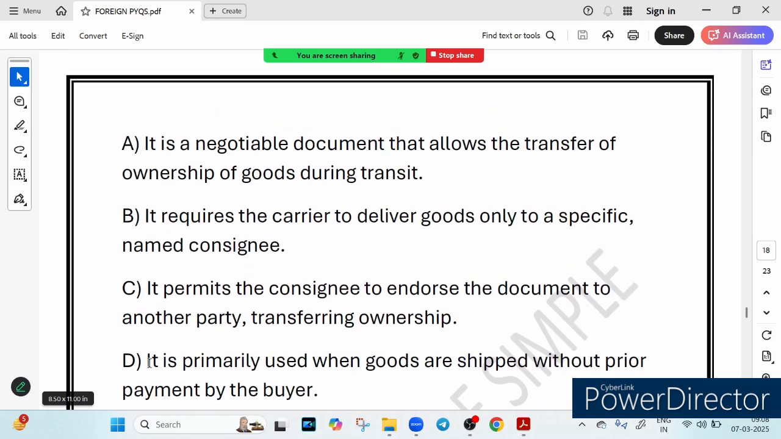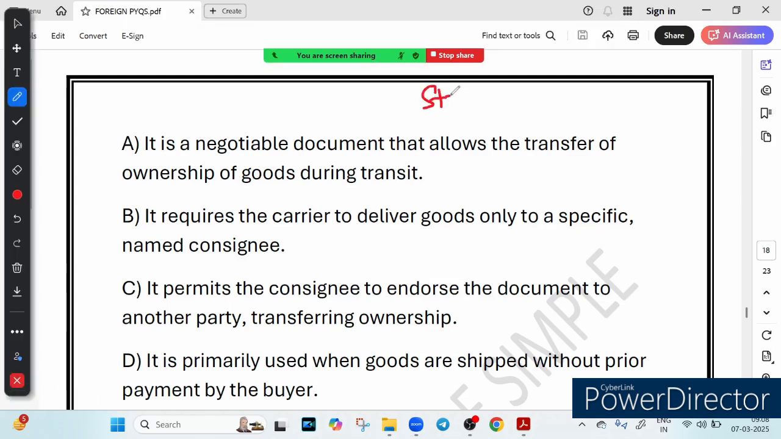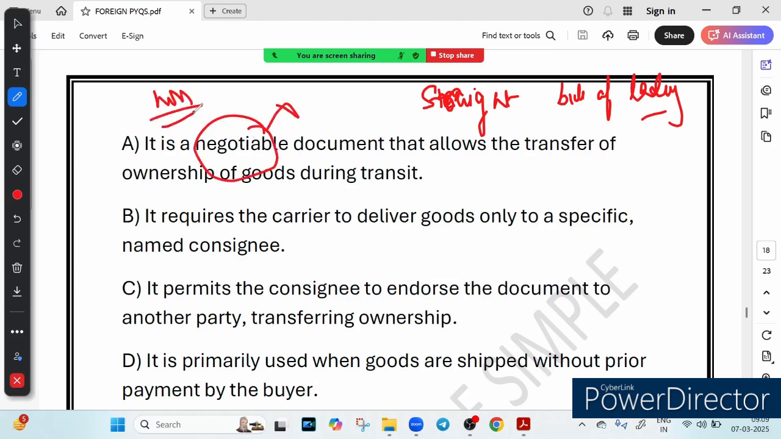So option A says that it is a negotiable document. So we are talking about a straight bill of lading, right? This option is incorrect, because a straight bill of lading is a non-negotiable document. It does not allow the transfer of ownership during transit. You cannot transfer the ownership. Negotiable bills of lading, like those used in letter of credit transactions, serve this purpose, right? So option A is incorrect, because the straight bill of lading is a non-negotiable document.